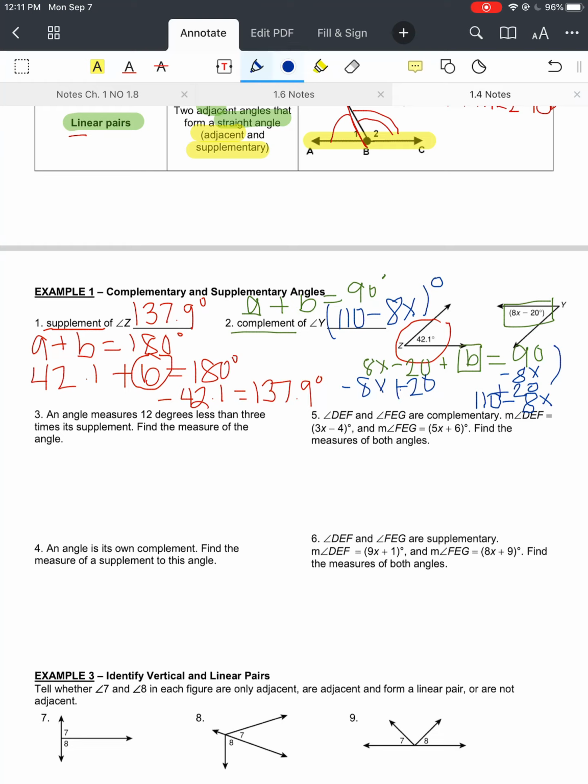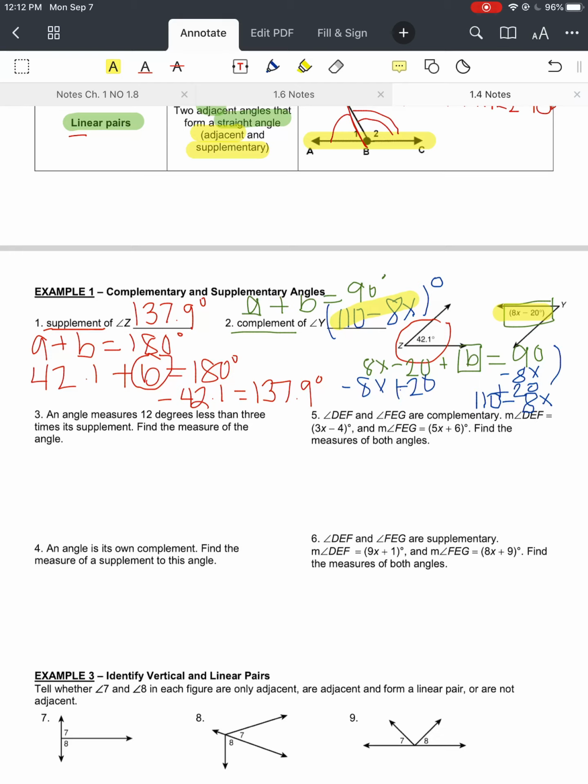Again, sometimes students don't like this problem because it's unsatisfying. We didn't find a number for x. But again, all we wanted to know is the two angles that are going to add to 90 to be complementary. If you took our answer of 110 minus 8x and you added it to the angle Y, 8x minus 20, you would see indeed they do add to 90. So we did it correctly. So don't be alarmed that you have x in your answer. That's not a big deal.